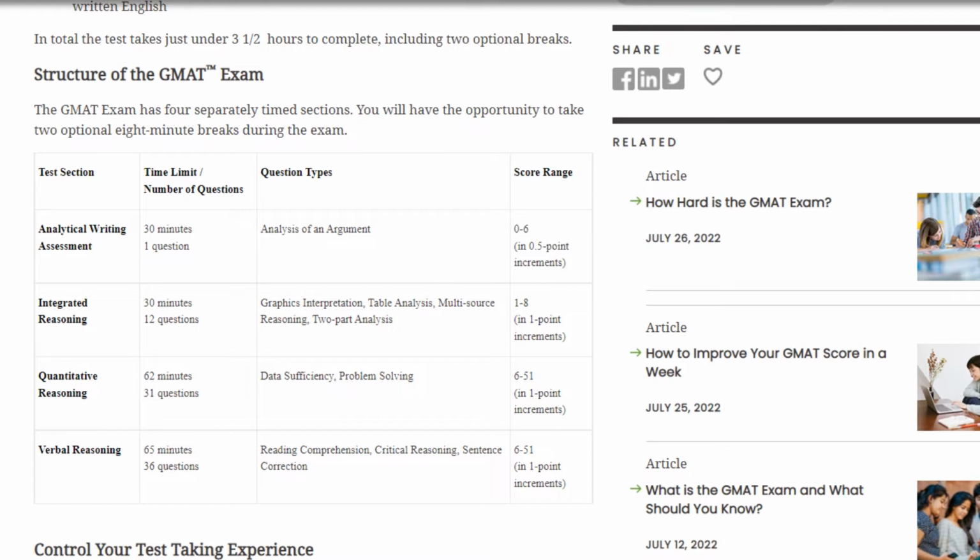It takes around 3.5 hours to complete it. So, analytical writing takes 30 minutes and there is just one question. You analyze the argument and it is scored from 0 to 6. Okay, so the maximum point is 6 and the perfect score is 5, 5.5, and 6. Okay, integrated reasoning takes 30 minutes and there are 12 questions.